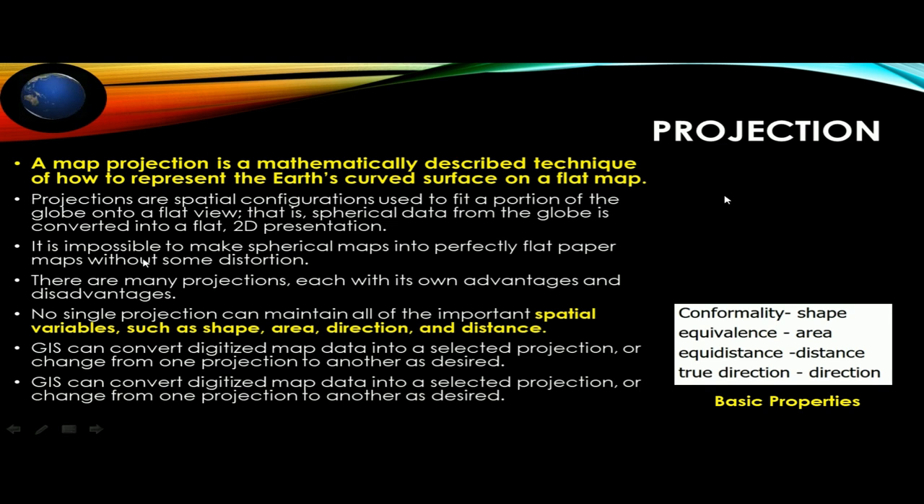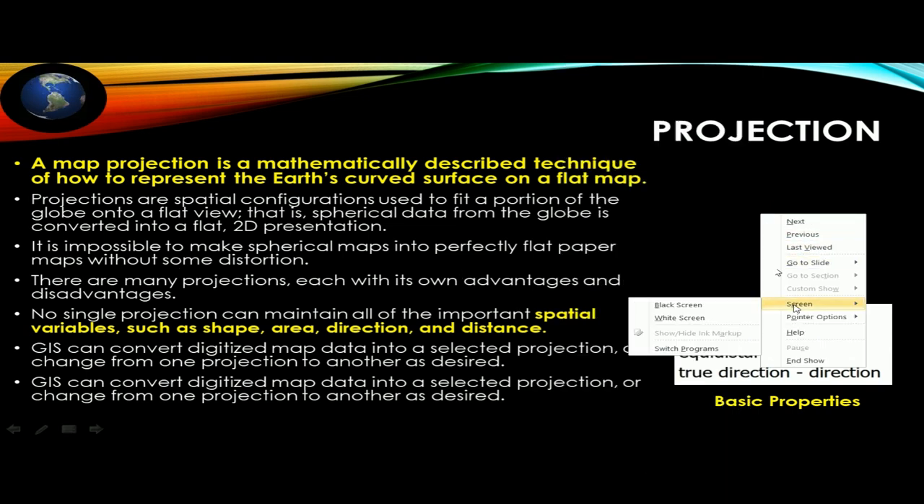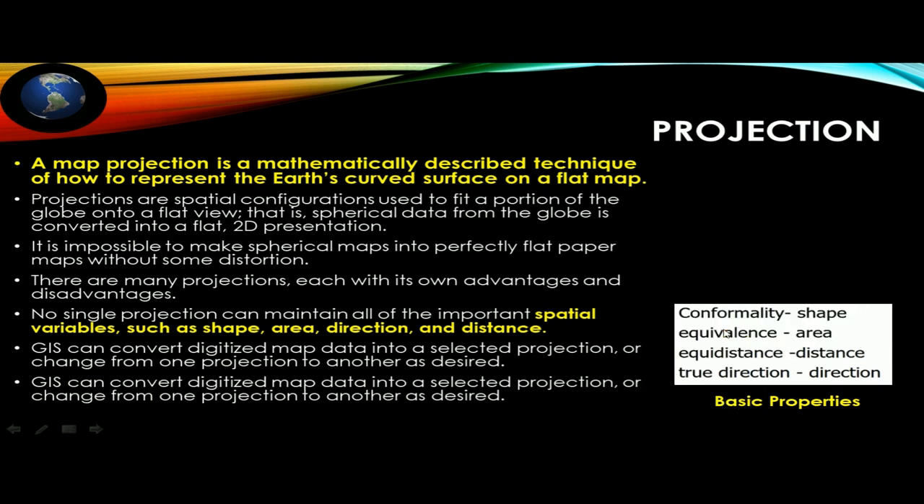It is impossible to make a spherical map into a perfect flat map without some distortion. So some distortions will be there. There are many projections, each with its own advantages and disadvantages. No single projection can maintain all the important spatial variables. What are the four things? Shape, area, direction, and distance.